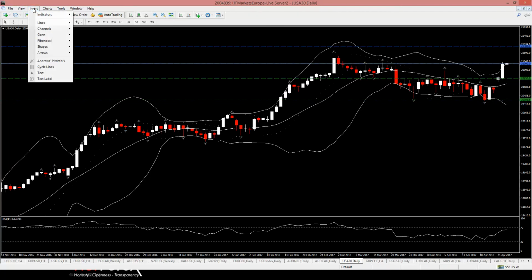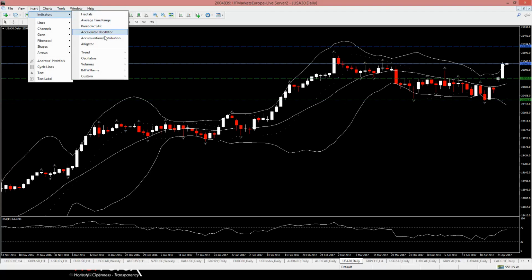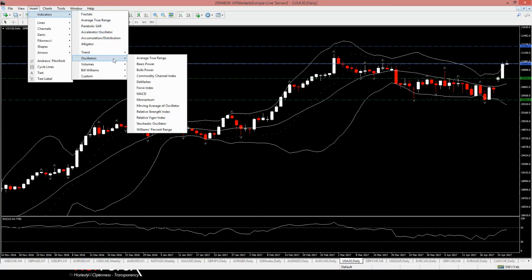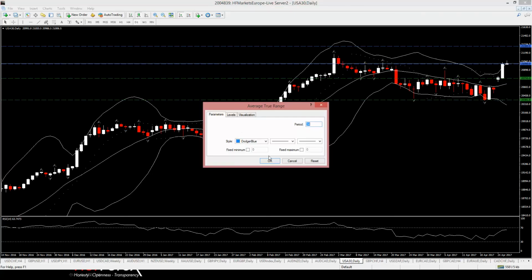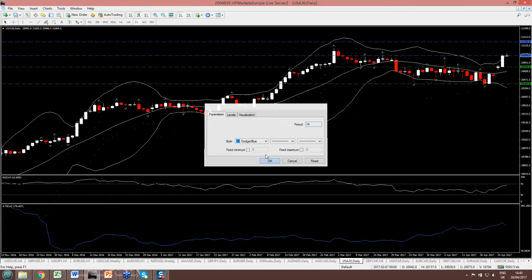So insert, it's simply an indicator that comes under the oscillators. It's this one here, the average true range. It defaults to 14. Basically, what it does is take the last 14 periods of the chart that you're on, in this case 14 days, and plots it as a line chart below the graph.